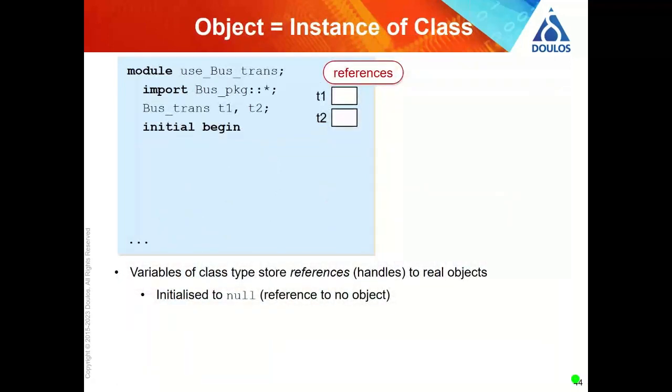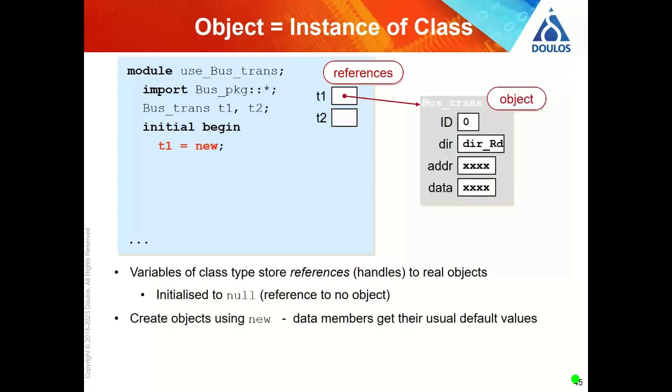To use that, we need to create an object. The way you create an object is we create, first of all, some variables of the class type, and then we need to call new. T1 and T2 are just two variables that can point to a bus transaction object. No bus transaction object exists until we call new. So new creates this new object. We've got a bus transaction, we've got some default values in its fields, and we can now start using it. But until you call new, if you try accessing T1 or T2, you'll get an error.